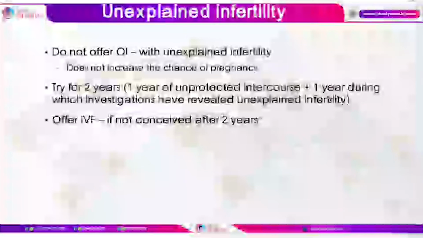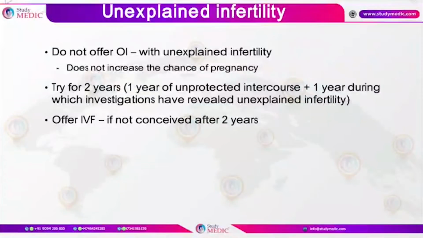Talking about unexplained infertility. Who are the patients of unexplained infertility? Those in whom all the fertility tests are perfectly normal and still they are not conceiving. That will be labeled as unexplained infertility. Understand the very important guideline for this: there is no standardized treatment apart from just trying for 2 years, and after 2 years if they fail to conceive, they are definitely candidates for IVF cycles under the NHS. So do not offer ovulation induction with unexplained infertility because it does not increase the chances of pregnancy.